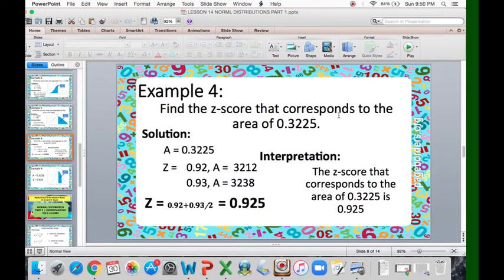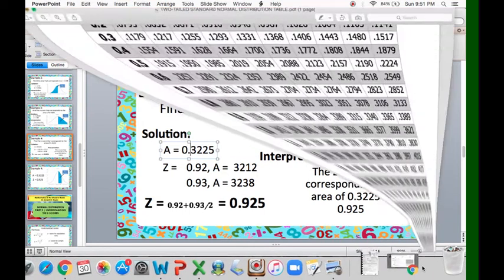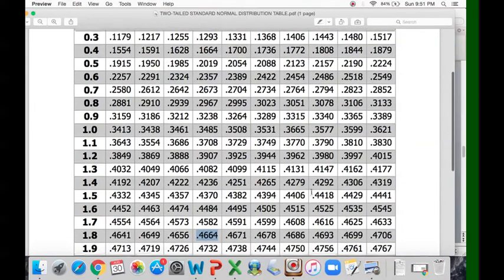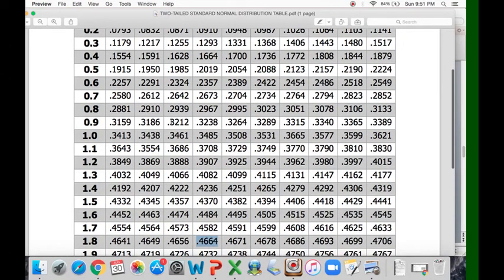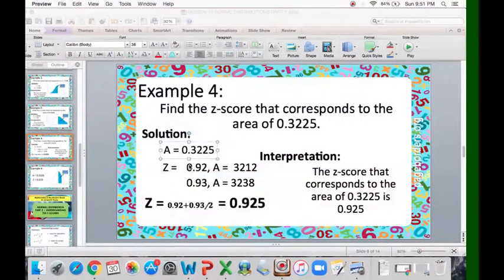Find the z-score that corresponds to the area of 0.3225. Ayan. Okay, for this one, as you can see, 0.3225, we will look for the first 2 decimal places. So that's after the decimal point. So we have 3 and 2 decimal numbers. Okay, now 32. So 0.32. Let's look for 0.32. Okay, I already saw 0.32 here. The next number is 25.